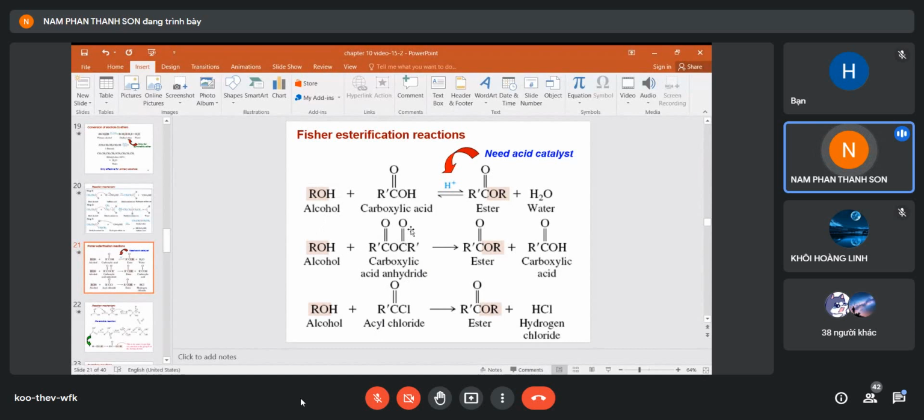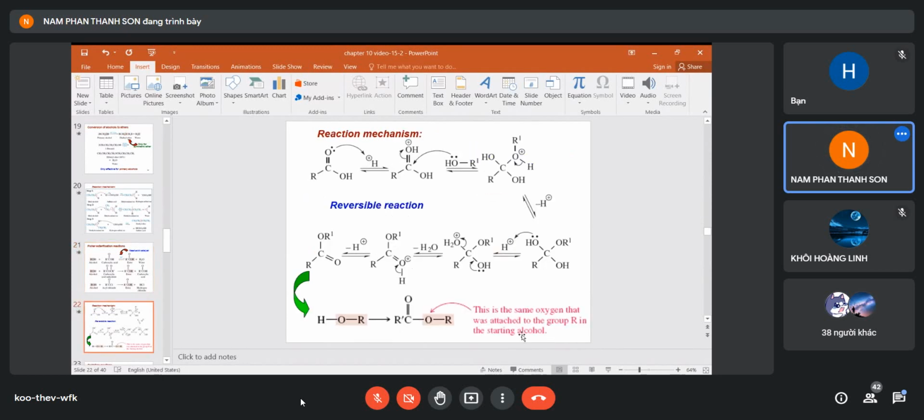Anyway, instead of using carboxylic acid, we can use anhydride or acyl chloride. You know, in anhydride and acyl chloride, we have an electron withdrawing group. So the carbon in the C double bond O is much more positive, so it's easier for the reaction to occur. So these two reactions are one-way reactions, and we don't need to use any catalyst.